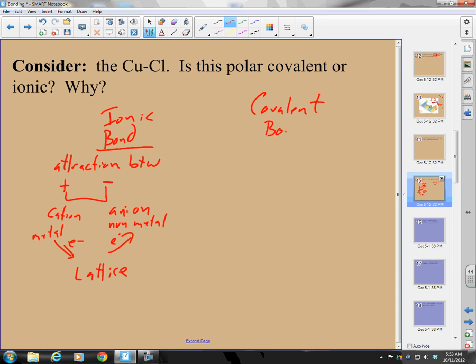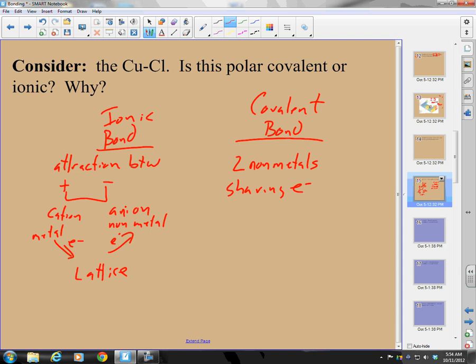In a covalent bond, what happens? I usually have two nonmetals sharing electrons. Okay, and when each of these does this, they all gain a noble gas electron configuration. Good.